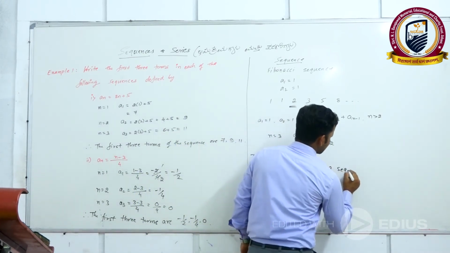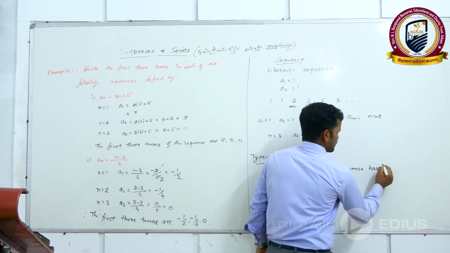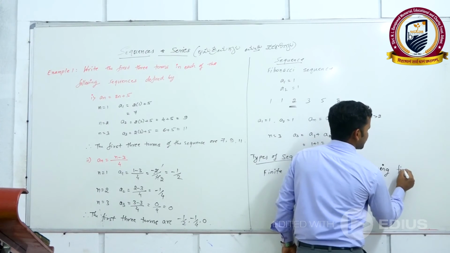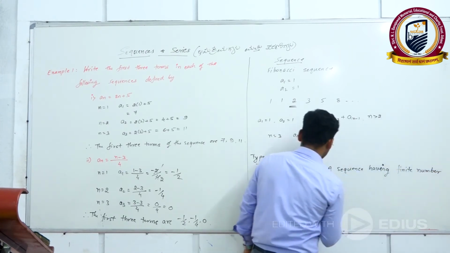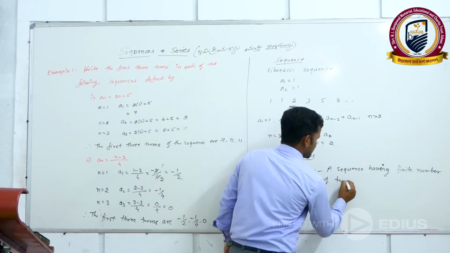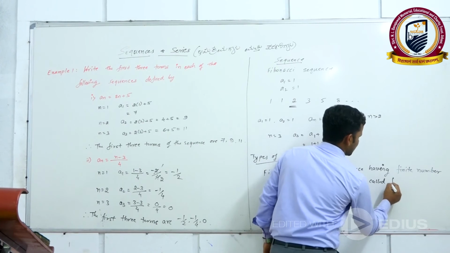A sequence having a finite number of terms is called a finite sequence.